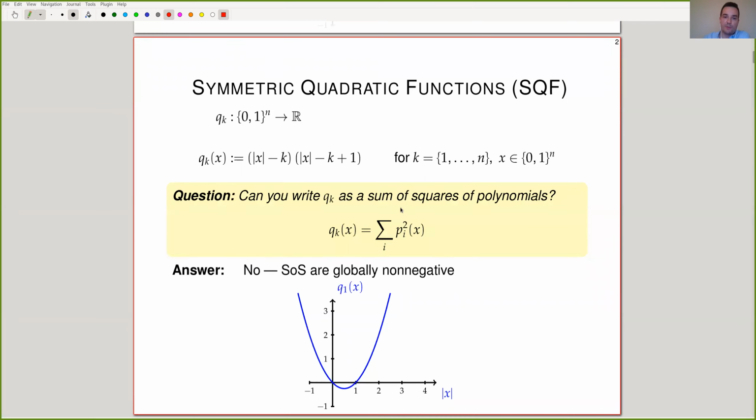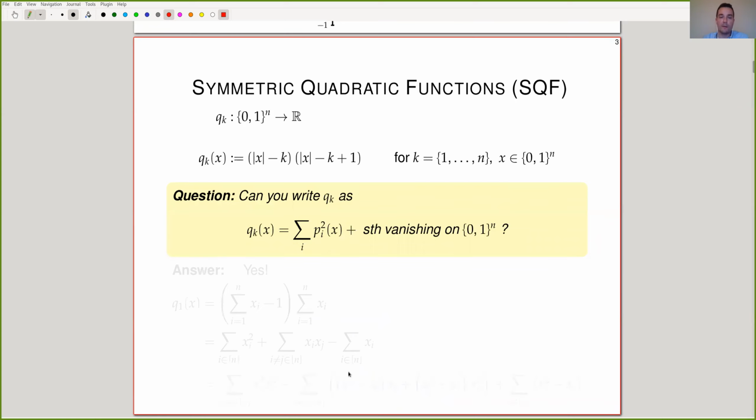And the reason is trivial, just because sums of squares of polynomials are globally non-negative, and our polynomial qk of x is negative in the interval from k minus 1 to k. So let's modify the question a bit and ask, can we write qk as a summation of polynomials squared plus a term that will vanish on the vertices of the Boolean hypercube? And actually in this case, the answer is yes, we can do that. And here is a sample of how to do it for k equal 1.